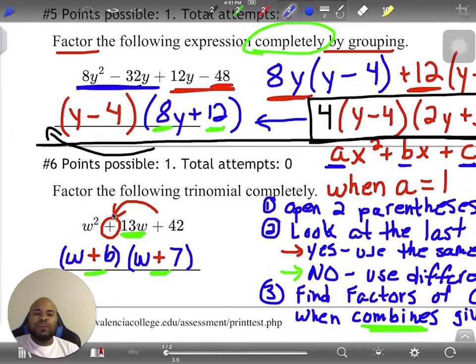If one of them was negative, then it does matter. The way that you know is that whenever I put them, it has to give me the sign of the middle, positive 13 in this case. Okay, so this is the answer.